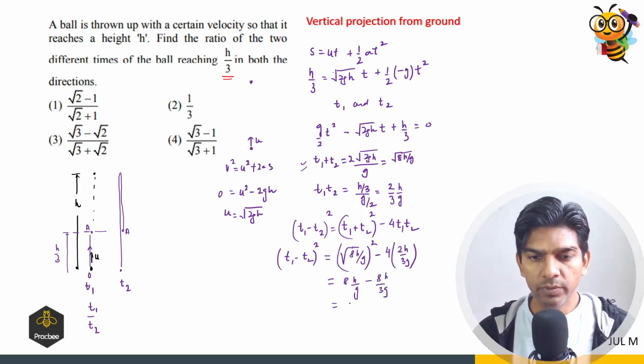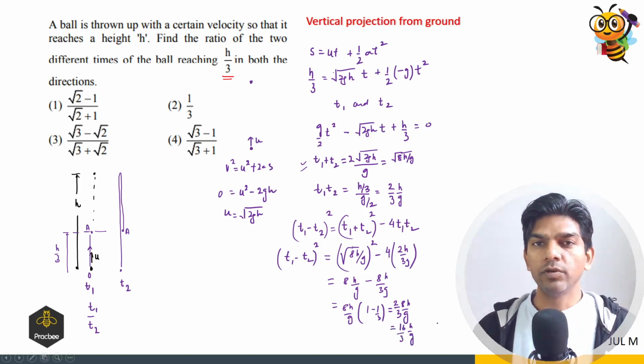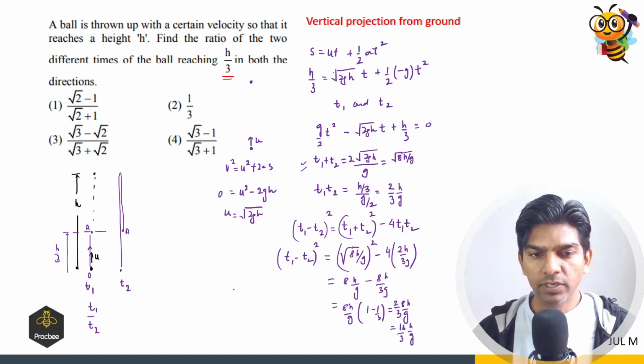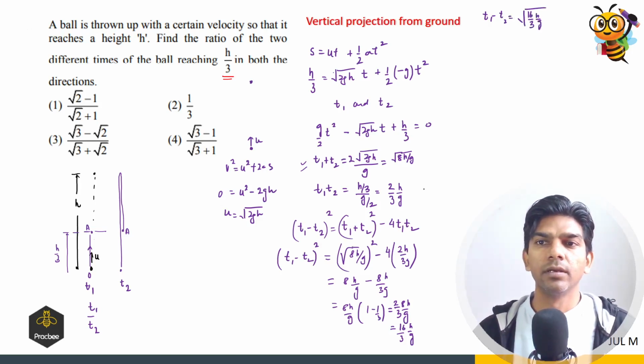So this comes out to be, 8h by g will be common. So we have 1 minus 1 by 3, which is 2 by 3. So 2 by 3 times 8h by g, it comes out to be 16 by 3 h by g. So we got t1 minus t2 will be root of 16 by 3 h by g, right?